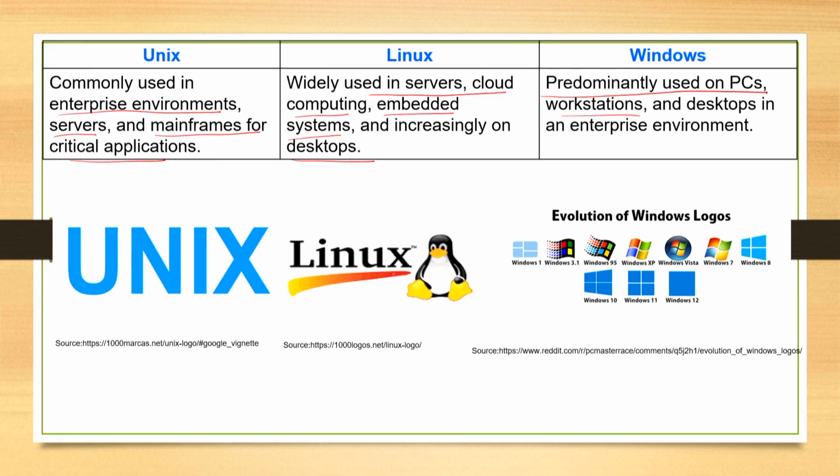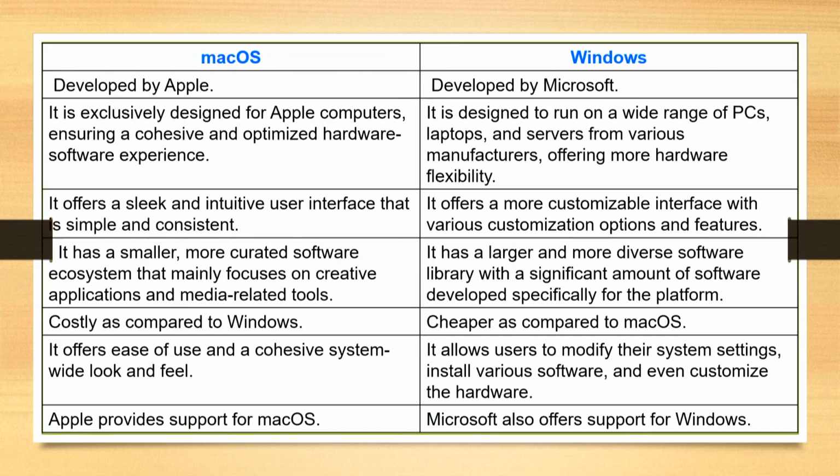So this is the logo for Linux. A penguin is there. And this diagram shows the evolution of Windows logos. It started from Windows 1, then Windows 3.1, then Windows 95, then Windows XP, Windows Vista, Windows 7, Windows 8, 10, 11, and nowadays it's 12. So this was all about the Unix, Linux and Windows operating systems.